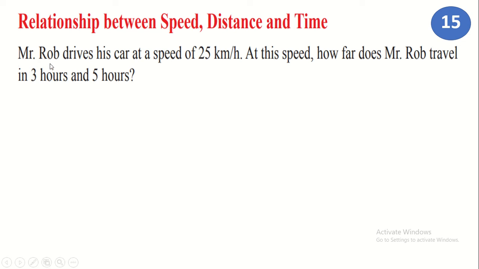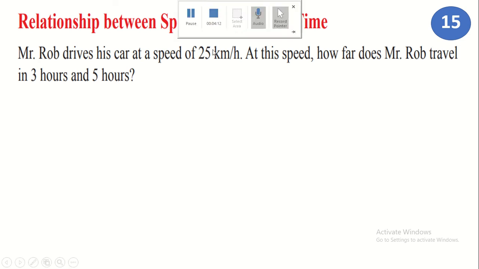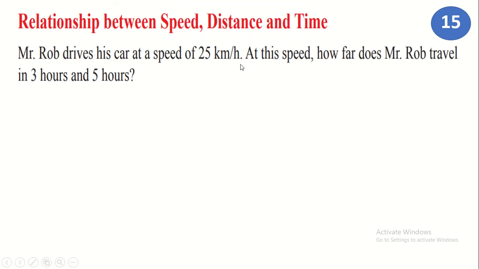Example here. Mr. Rob drives his car at a speed of 25 kilometers per hour. At this speed, how far does Mr. Rob travel in 3 hours and 5 hours? You have the speed here, kilometers per hour. At this speed, how far does he travel in 3 hours and 5 hours?